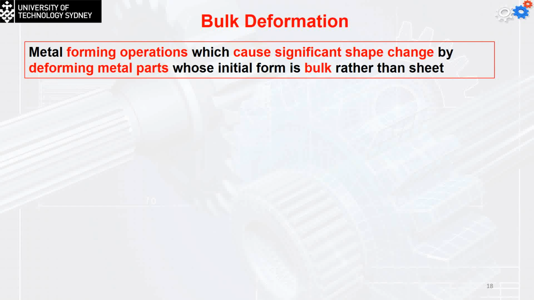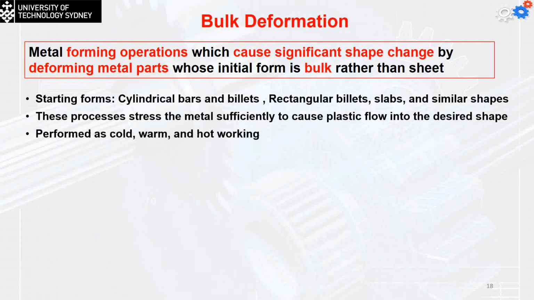It can be a block, and again change it to a cylindrical shape in some processes. A block and make it as a sheet. So this can be done by the forming of the sheet deformation with the initial form being bulk rather than a sheet shape. The starting forms can be cylindrical bars and pellets, rectangular pellets, slabs, and similar shapes. And this process stresses the metal significantly to cause the plastic flow into the desired shape, and is usually performed as cold, warm, or hot working.